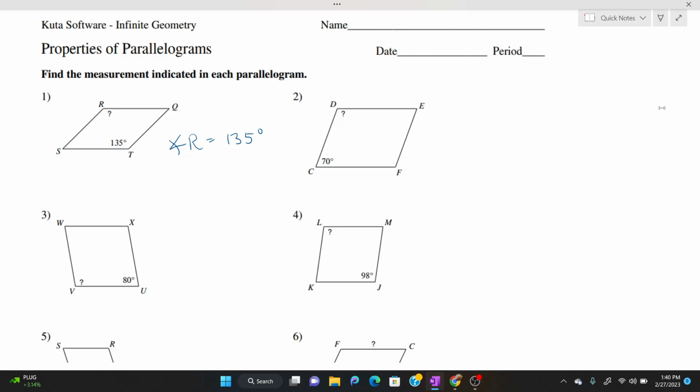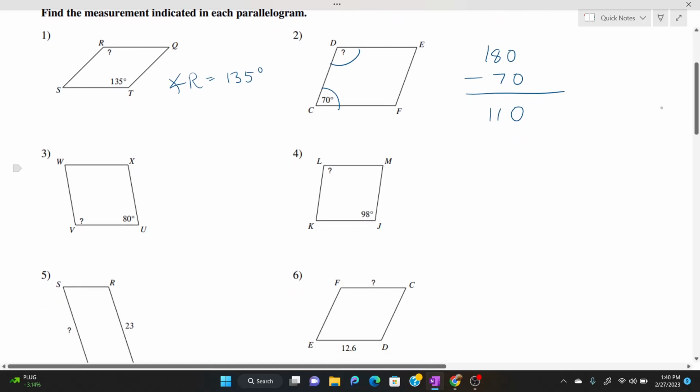It's all the same. All right. Next property that I want to tell you about for angles, specifically angles in parallelograms. Consecutive angles. So angles next to each other, like angle C and F or angle C and D. Those angles are supplementary. What does it mean for two angles to be supplementary? They add up to 180. So if I know what angle C is, I can find angle D by taking 180 and subtracting 70, and I get 110.